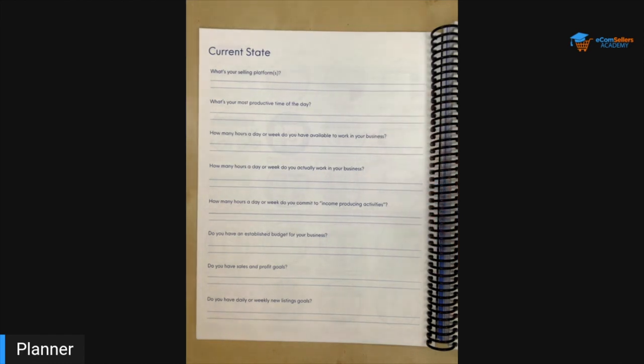Then maybe you want to make a note that next month you're starting something new, like maybe you're going to try print on demand.